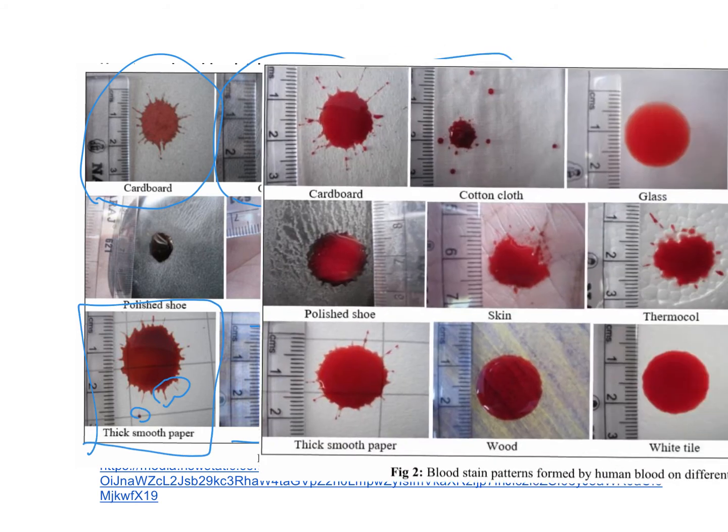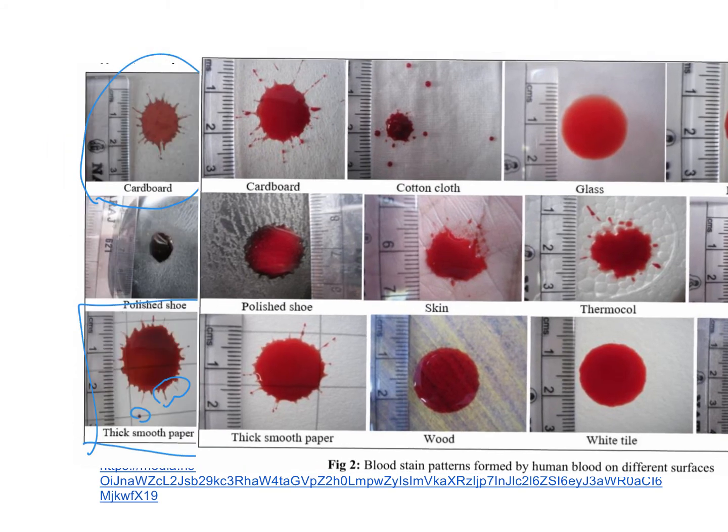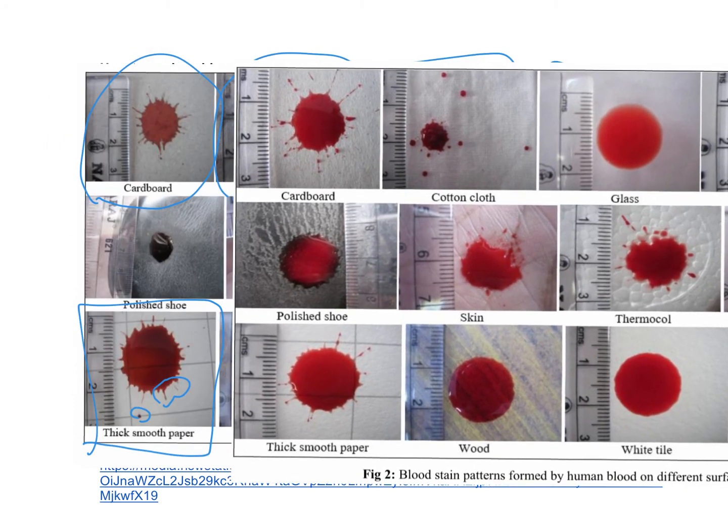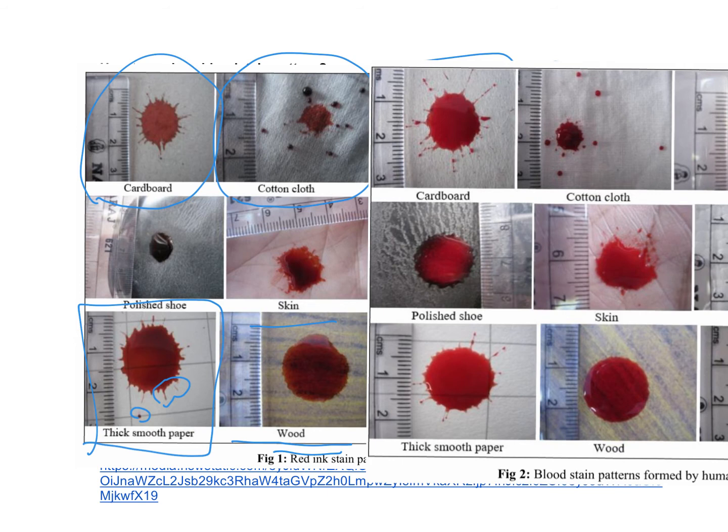Now I'm going to show you another one. This is the blood stain. The stains are formed by human blood, not red ink. So if I put it beside the red ink, you can actually compare. You see the polished shoe, the thick smooth paper, cotton cloth, comparable, right?